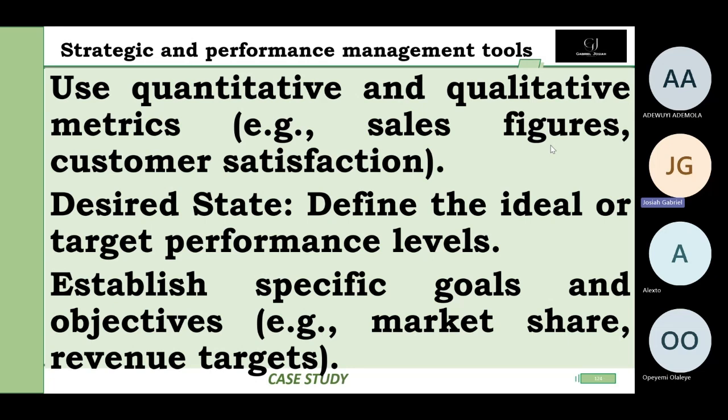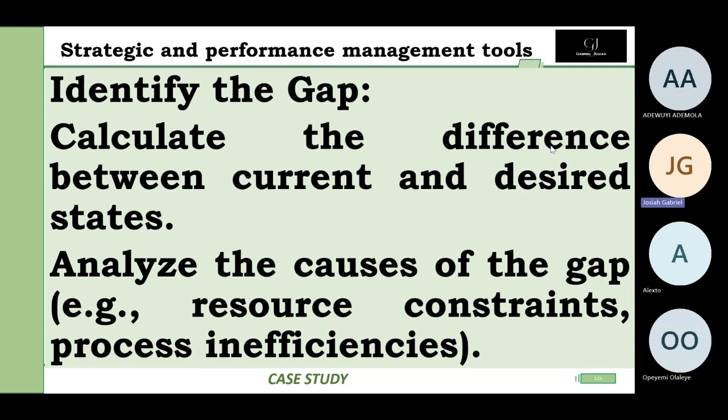And the next component is the desired state. You need to define the ideal or target performance level. Where do you want to go to? Where do you want to be? Where are you envisaging to grow to? And that involves establishing specific goals and objectives, like increasing market share, meeting revenue targets, could be goals to get to that desired state.